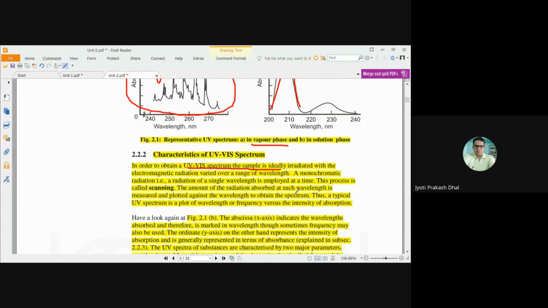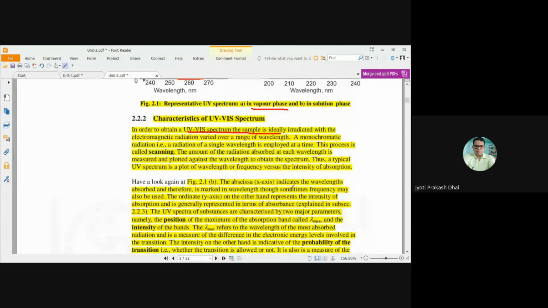In order to obtain the UV visible spectrum of a sample, the sample is ideally irradiated with electromagnetic radiation varied over a range of wavelengths. Because we don't know the characteristics of the sample, it is irradiated with electromagnetic radiation of a varied range of wavelengths. A monochromatic radiation, that is a radiation of single wavelength, is employed at a time. This process is called scanning.